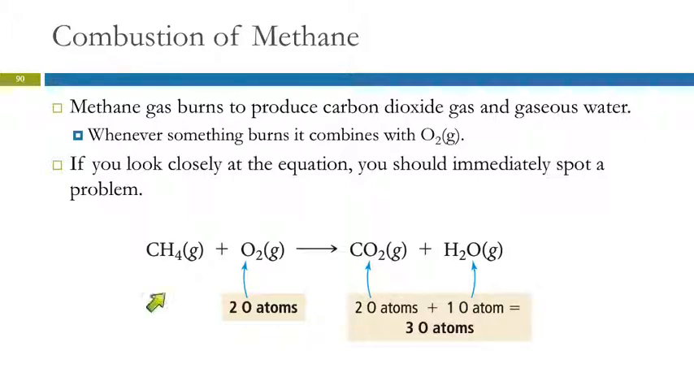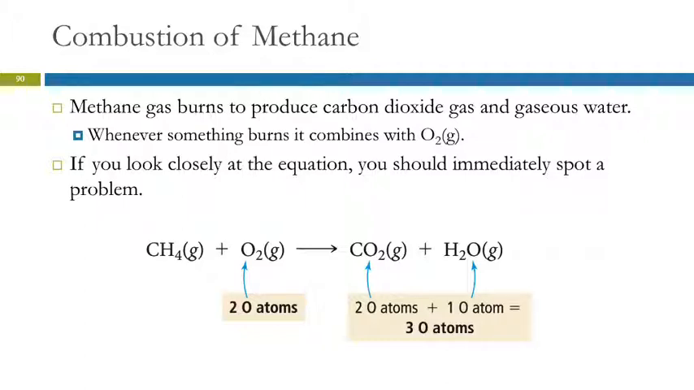So here we have the formula for methane, CH4. It's a gas. Up here it said it was a gas. It's going to react with oxygen. We should know that oxygen at room temperature is a gas. So that's O2 because it's one of the diatomic elements. And that burns to produce carbon dioxide. We've learned how to write formulas for things like that. CO2, gas, and gaseous water. Water, H2O. So there we have the formulas and the states for each of those reactants and products.